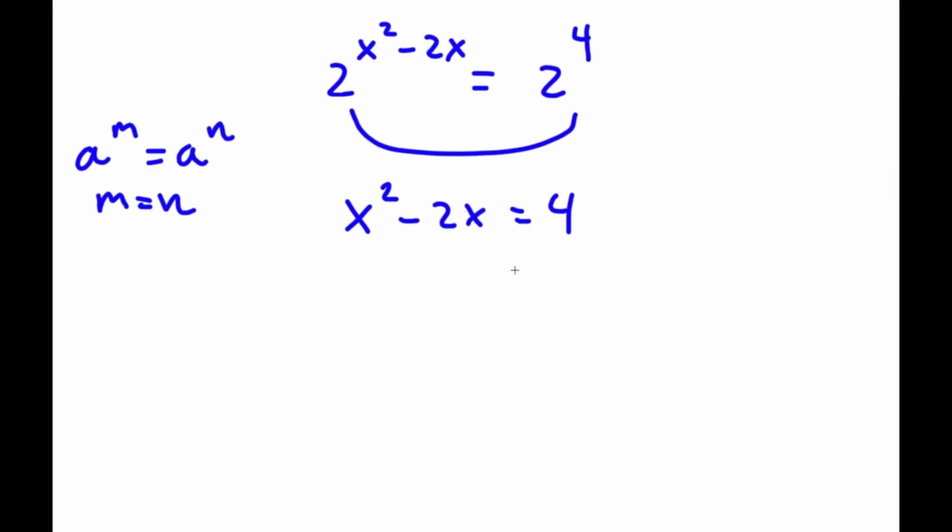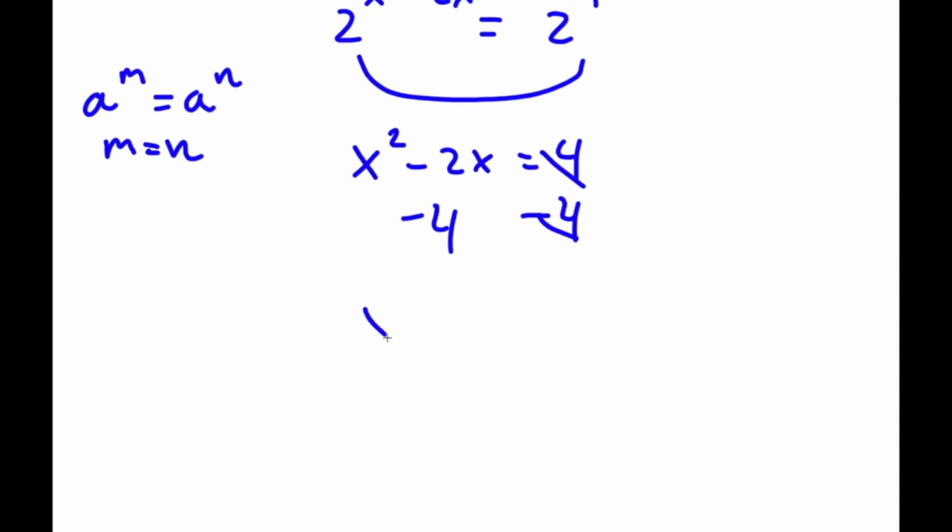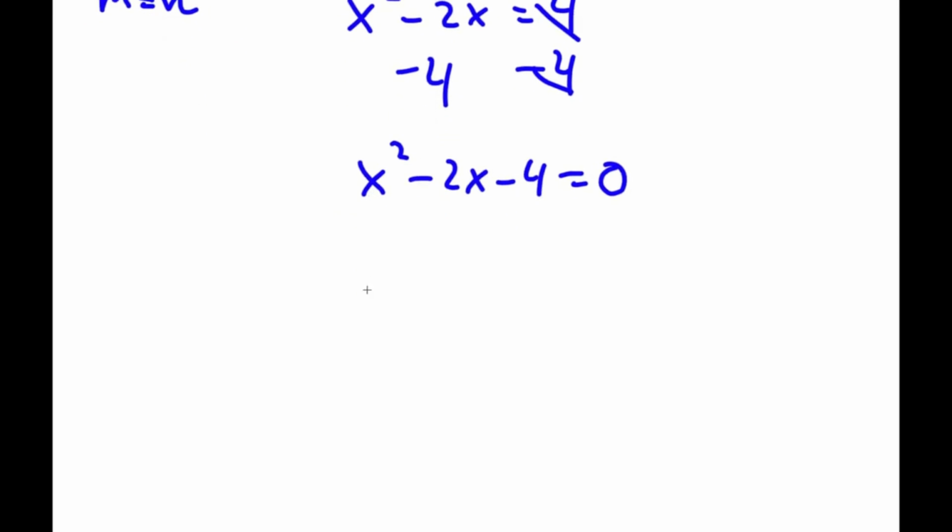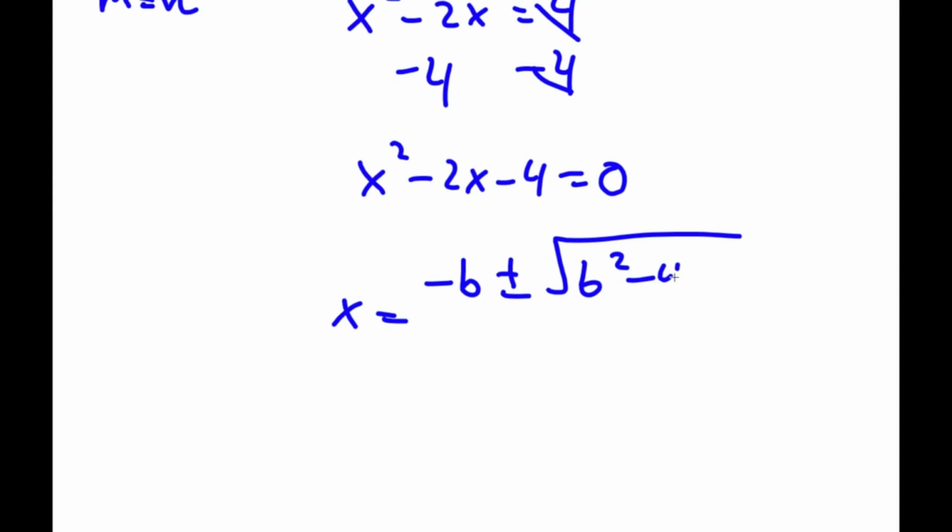So now to solve this, I'm going to subtract 4 on both sides so that these two cancel out, and I'll have x squared minus 2x minus 4 is equal to 0. And now, as you can see, I have a quadratic equation. And to solve this, I'm going to be using the quadratic formula, negative b plus or minus the square root of b squared minus 4ac all over 2a.